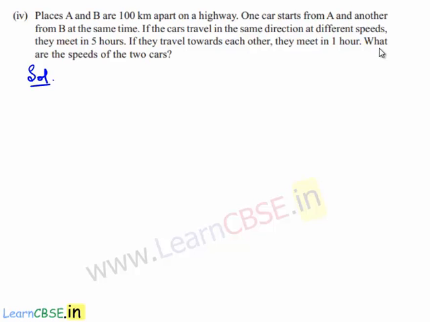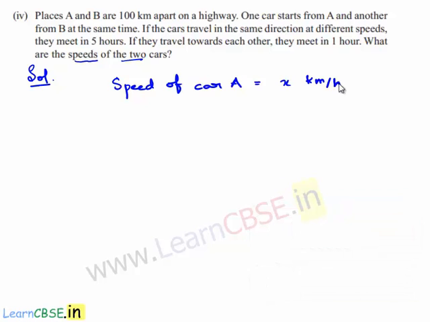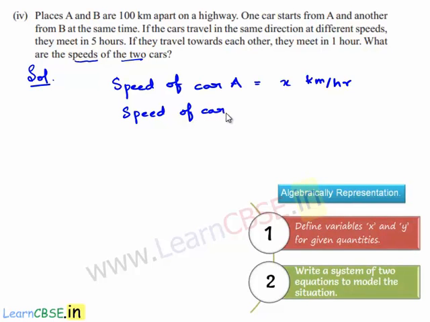So in this problem, we are required to find the speeds of the two cars. So let the speed of the car that is starting from A, speed of the car A, be equal to x kilometers per hour, and speed of the car that is starting from place B, that is speed of the car B, be equal to y kilometers per hour.